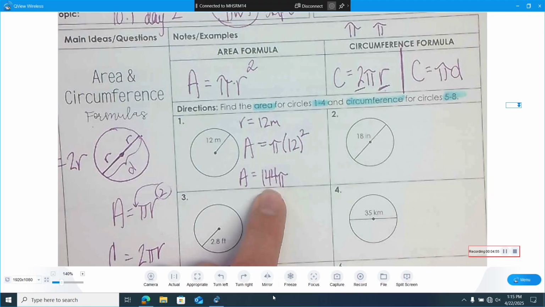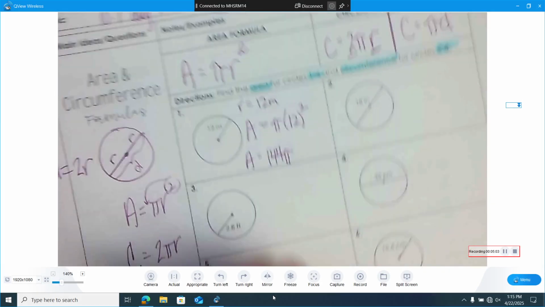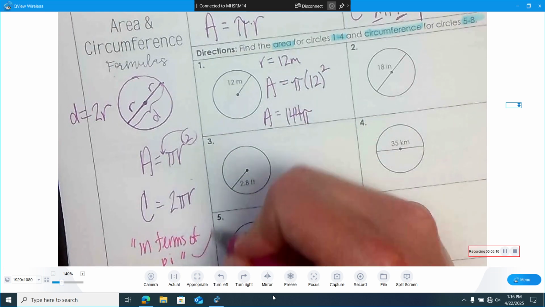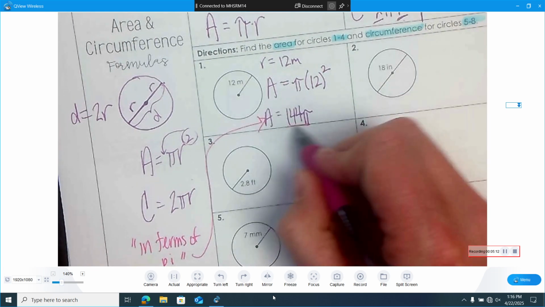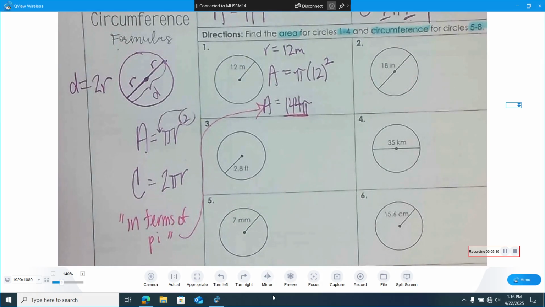Totally easy, right? So if you just have nice integers, we're going to leave our answer in terms of pi. I'm going to write that down. In terms of pi. That's what it's called when we leave our answer with a pi in it. It's a term that has a pi in it. It is crazy, but it's so fast.